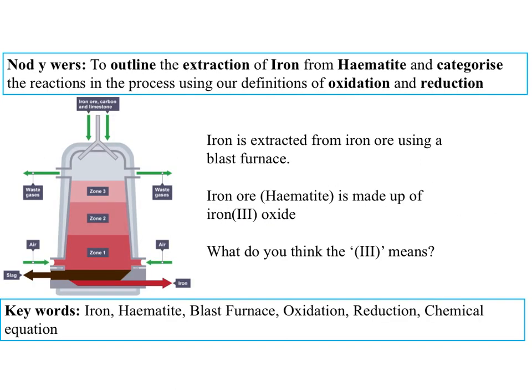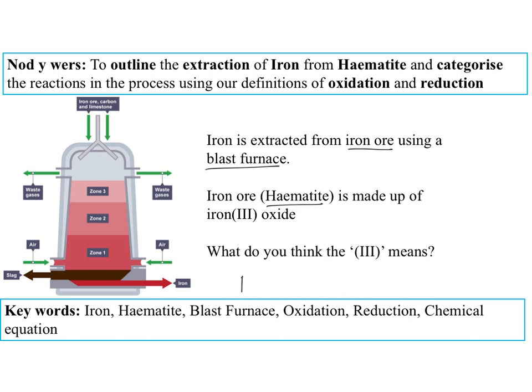So we're going to look at the blast furnace today. So learning objective: to outline the extraction of iron from hematite and categorize these reactions in the process using our definitions of oxidation and reduction. So iron is extracted from the iron ore using the blast furnace. Okay, iron ore, and then it's another word for it, hematite, is made up of iron 3 oxide. What do you think the 3 means?